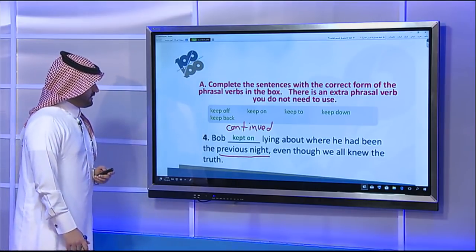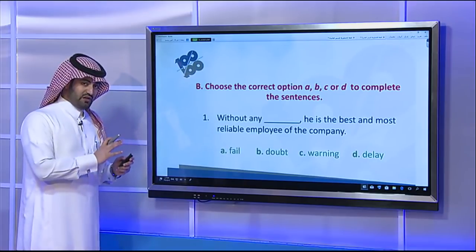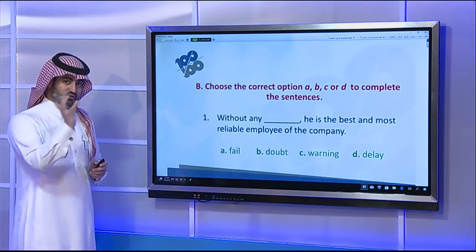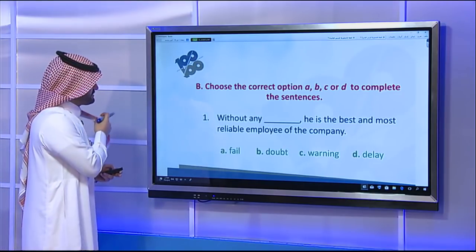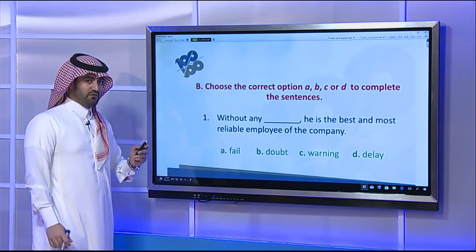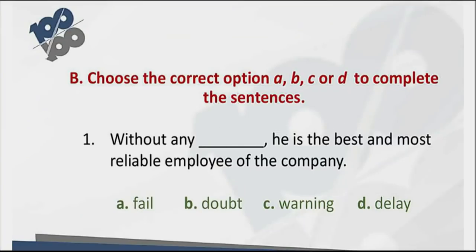Okay, that was it for the phrasal verb with the verb keep. Different preposition, different meaning. Let's move to the next exercise. This is also for the vocabulary. Different, various words. B, choose the correct option, A, B, C, or D, to complete the sentences. Number one, without any, he is the best and most reliable employee of the company.